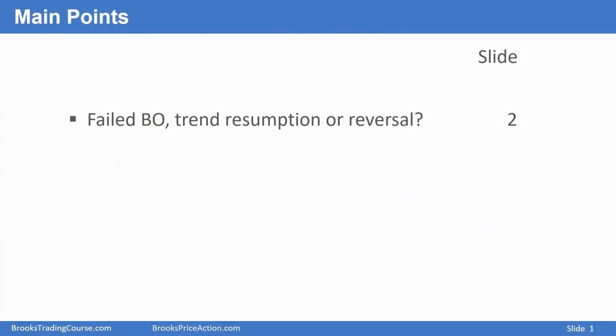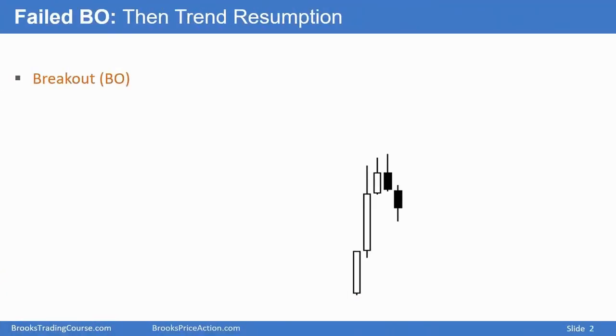In this video, I'm going to be talking about failed breakouts and how they can lead either to trend resumption or a trend reversal. Remember, a breakout is simply a trend bar. It can be 2 or 3 trend bars, it could be 10 trend bars, but a breakout is simply a trend bar. Here we have a breakout that lasted 3 bars.